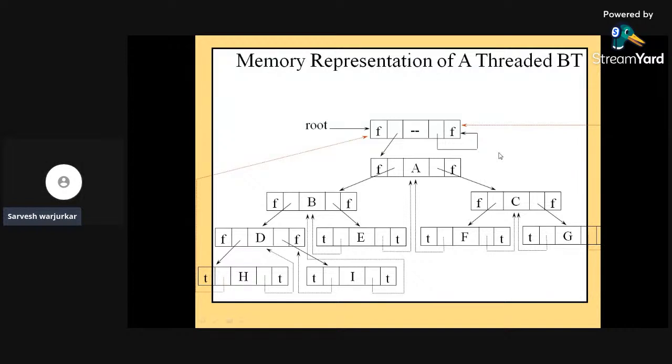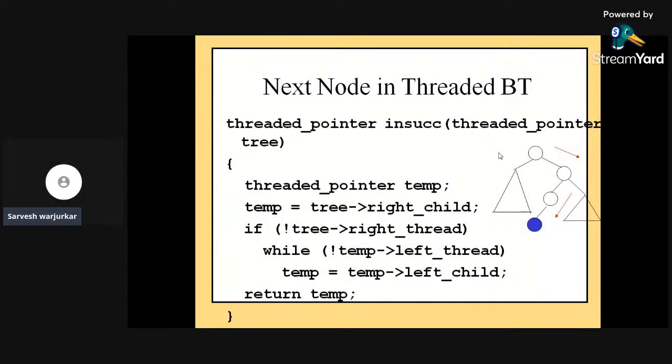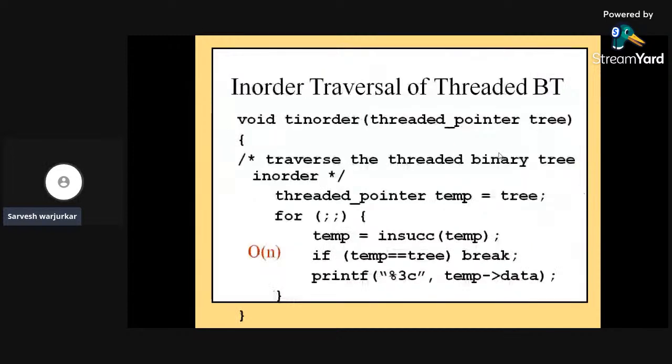Accordingly, this whole part definitely requires some memory allocation. So memory is again required for the same. Next, of course, memory should be done in terms of 2 bits per node. Threaded pointer, that is unsuccess. If it is in success, then threaded pointer tree, threaded pointer temperature. Temperature is equal to tree, which is right child if tree is right threaded while temp is left threaded, and so on. In order traversal of threaded binary tree is like this.